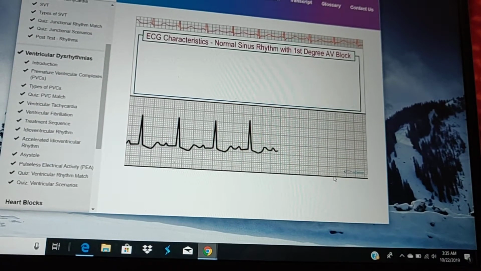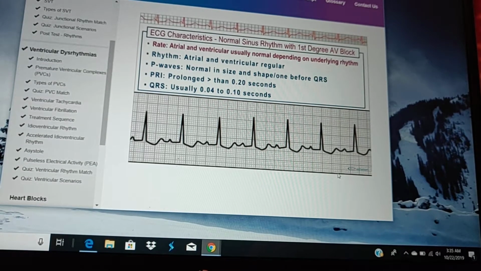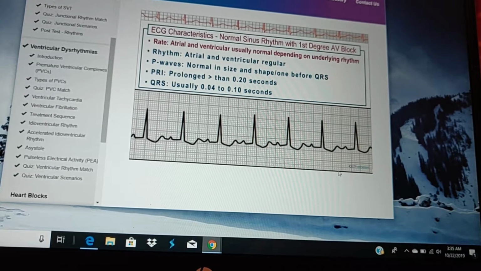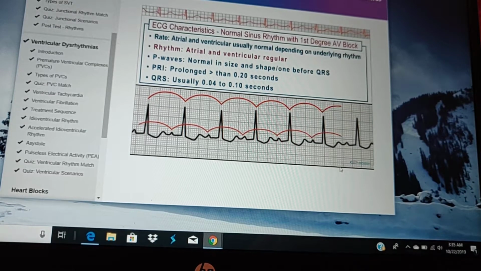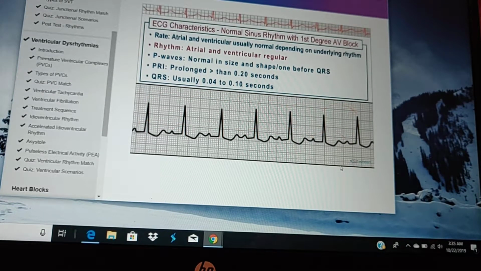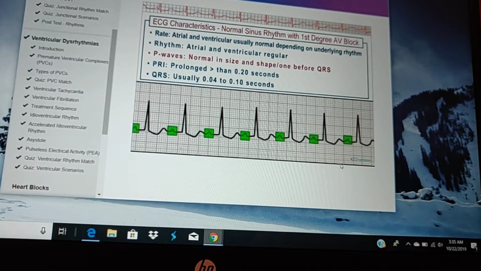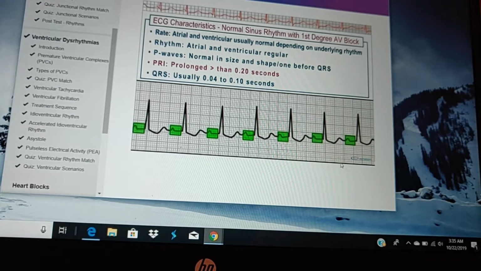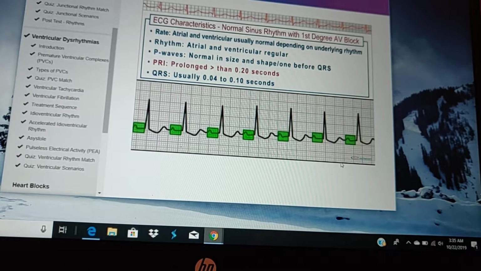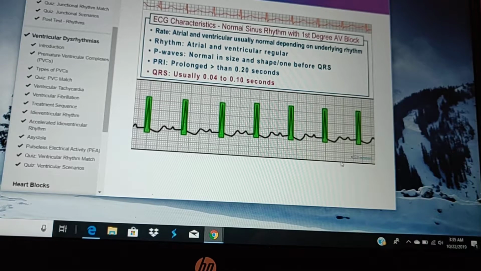The ECG characteristics for a first-degree heart block are as follows. Rate: atrial and ventricular rates are the same, usually normal, but it depends on the underlying rhythm. Rhythm: atrial and ventricular are regular. P waves: normal in size and shape, with one coming before each QRS. PR interval: prolonged, greater than 0.20 seconds, but constant. QRS: usually normal, 0.04 to 0.10, unless there is an interventricular conduction delay.